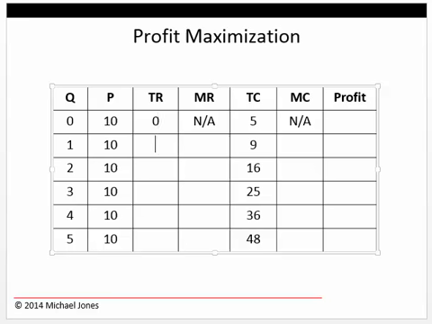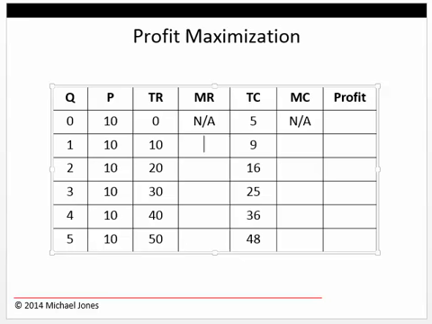As I produce one more unit, however, I take the quantity of 1 times the price of 10, I multiply them together, and my total revenue here is $10. And I continue on down the rest of the column until I get to a quantity Q equal to 5 times the price of $10 for a total revenue of $50.